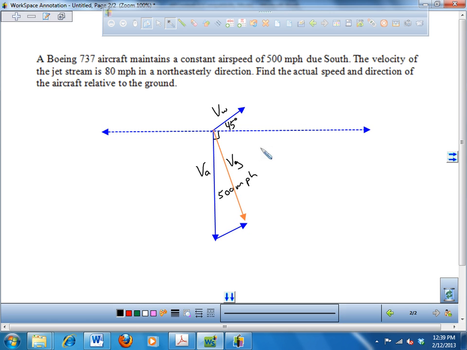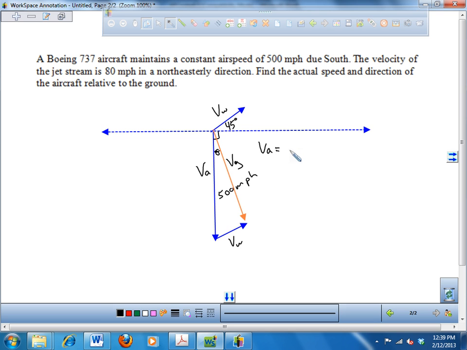Using vectors, the first thing you want to do is add v sub a plus v sub w, then find the magnitude of that resultant vector, and then find the direction, which is that angle right there. Not that hard, right? v sub a is going straight down at 500 miles an hour.